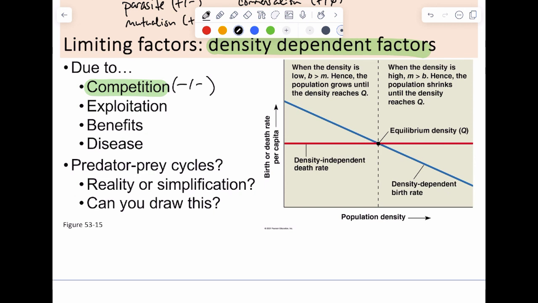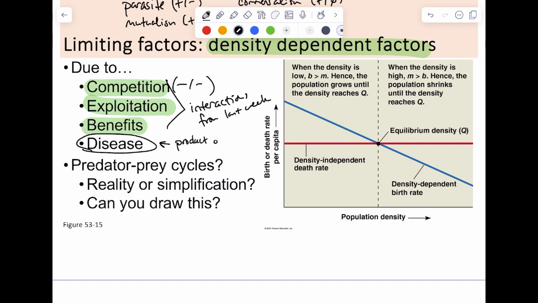So you either have to be fighting or you're going to be trying to exploit each other. So try and get something else to give you those resources. So you're going to try and steal them. You might get some benefit out of it. So we are going to have all those interactions from last week. So exploit, you're going to eat things. You can mimic, benefit, everyone helps out. But there's another weird thing that happens. Disease shows up. Disease is a product of crowds.